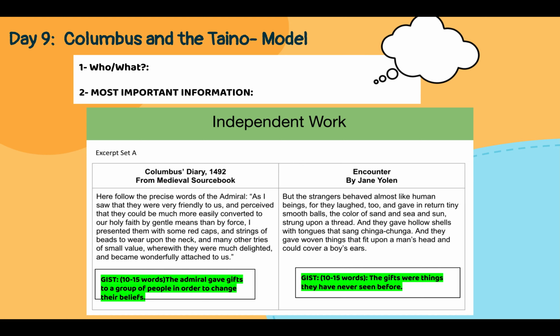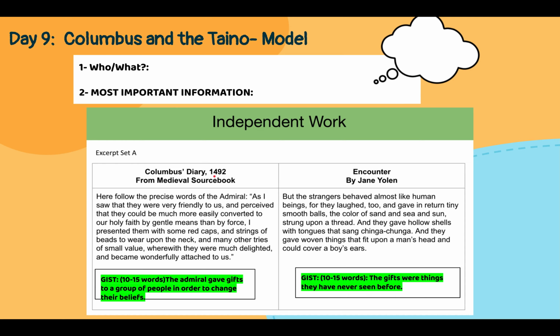So here we're going to model the thinking and the gist creating based on the first excerpt set of this lesson. We're going to read the two texts in each column, and then we're going to go through the whole process in order to create a gist. So let's start on the left column.